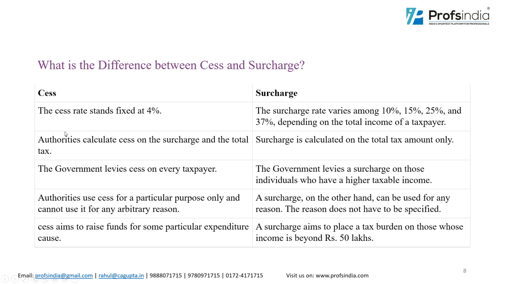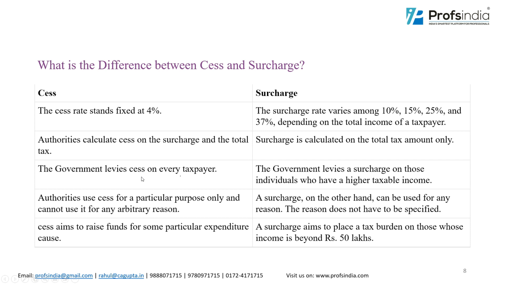Remember, the main difference is that cess is for a specific purpose, surcharge is not for any specific purpose. Authorities calculate cess on the surcharge. So when cess is applicable and surcharge is also applicable, surcharge is calculated first, applicable only on the tax amount. After including the surcharge value, the cess applies on surcharge as well, whereas surcharge does not.